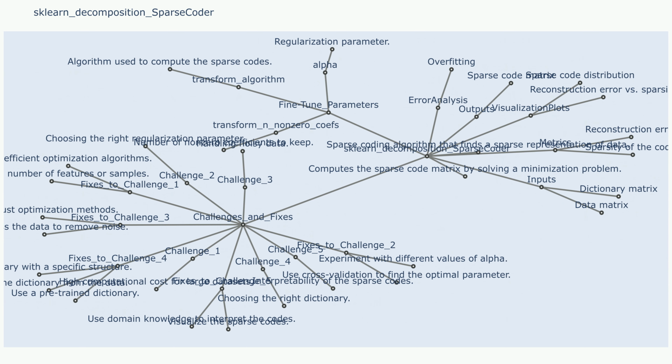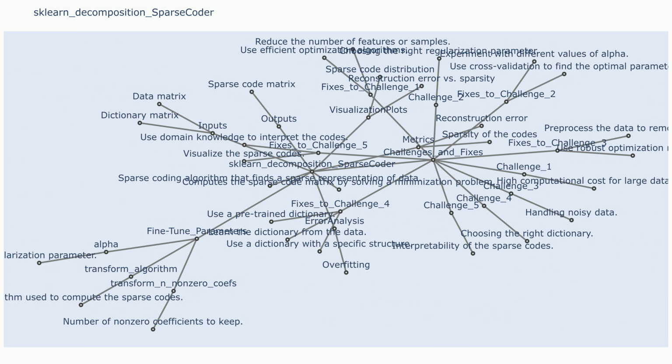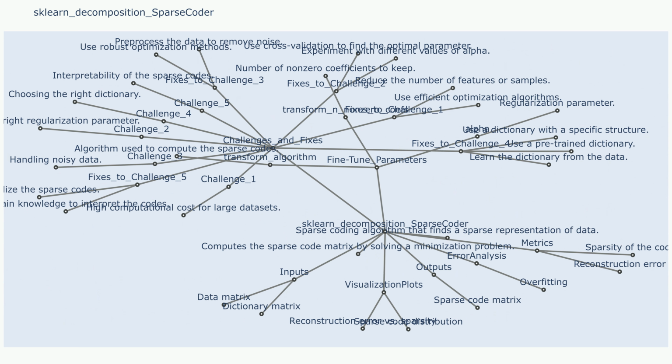Metrics. Reconstruction error measures how well the data points can be reconstructed from the sparse code and the dictionary. Sparsity measures the number of non-zero coefficients in the sparse codes. Visualization plots. Scatter plots visualizing the sparse codes in a low-dimensional space. Heat maps representing the sparse codes with different colors for different values.